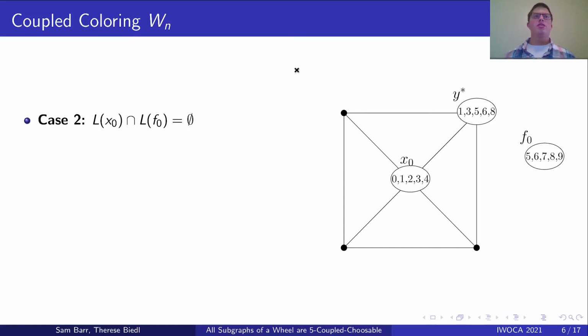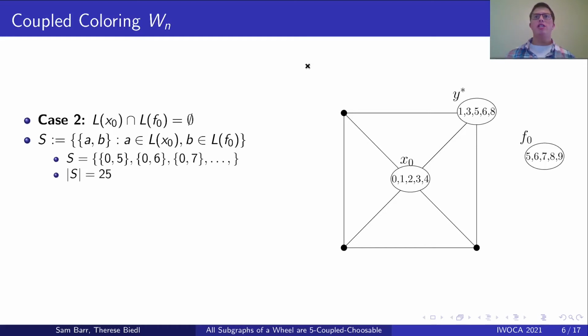Our second case is when the lists of x0 and f0 are disjoint. We define the set S to be the set of all pairs of colors in these two lists. In this example on the right, the set S will contain the pairs 0,5, 0,6, 0,7, and so on. And because the size of the lists of x0 and f0 are 5, we know that the size of S is exactly 25.